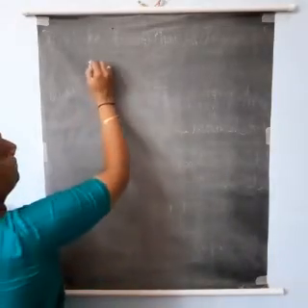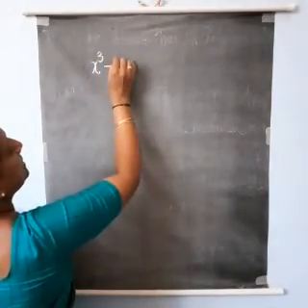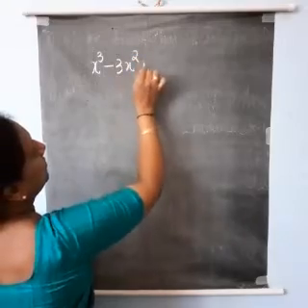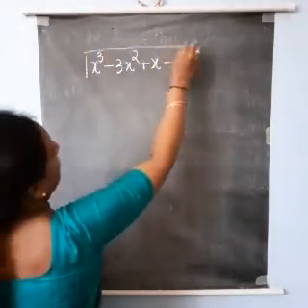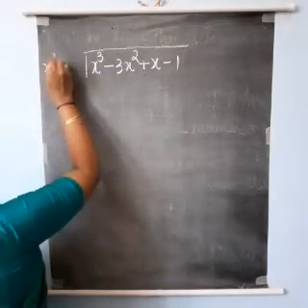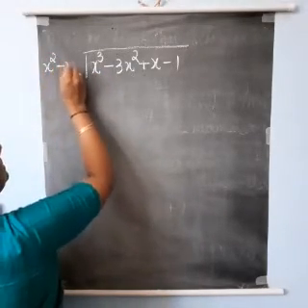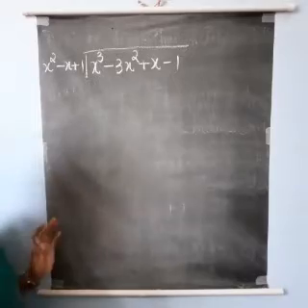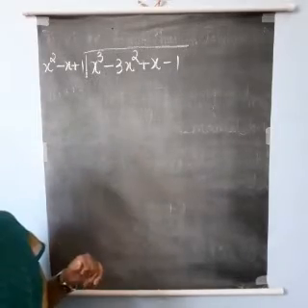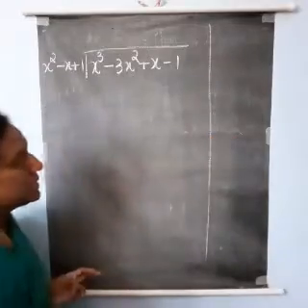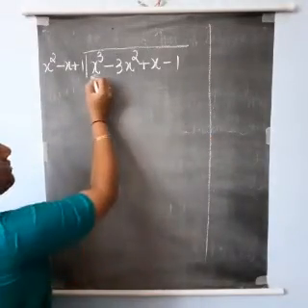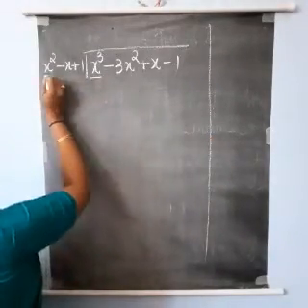Just say we have x cubed minus 3x squared plus x minus 1. Just say it is to be divided by another polynomial x squared minus x plus 1. Just say something like this. Okay, now how do we do it? We will have a rough work column first. Then we will underline the first term here and the first term here.